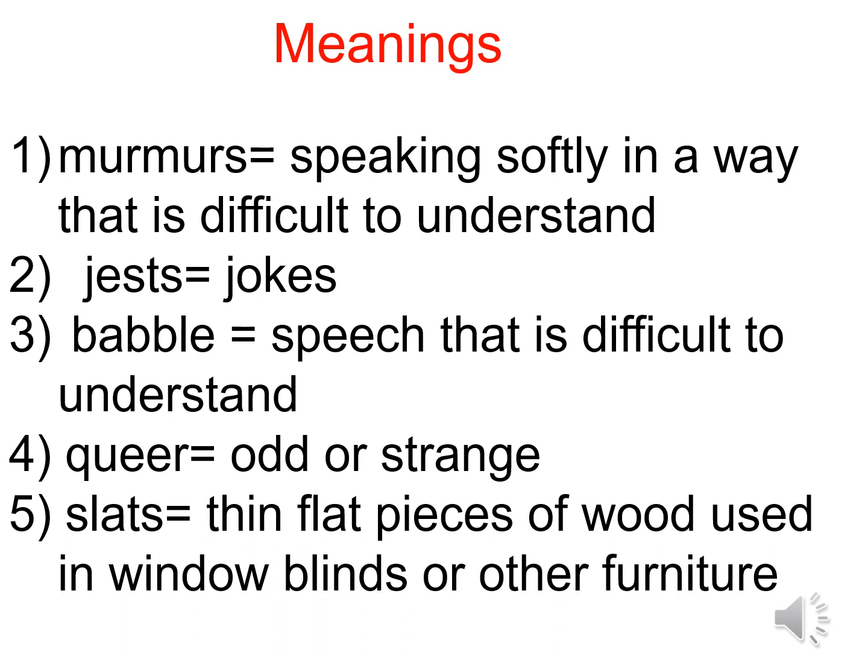Well, children, here are the meanings of some words. Murmurs, speaking softly in a way that is difficult to understand. Jest, it means jokes. Babble, speech that is difficult to understand. Queer, odd or strange. Slats, thin flat pieces of wood used in window blinds or other furniture.